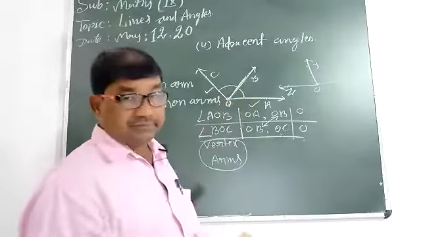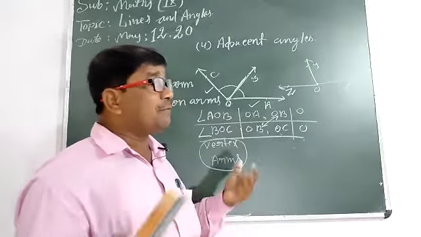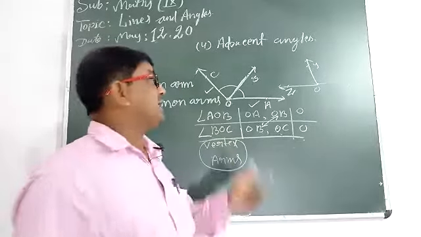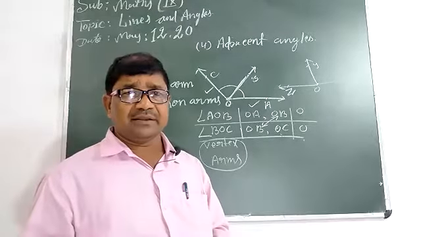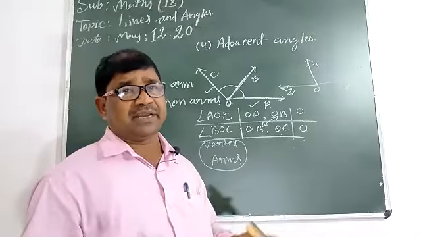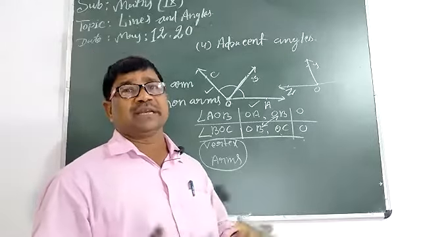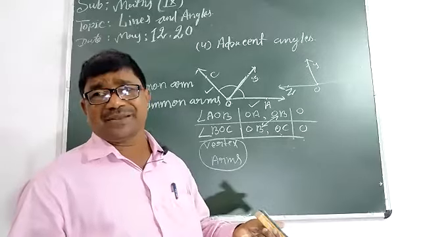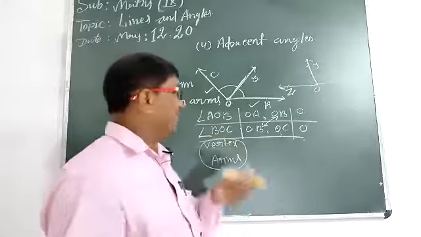One is the common arm, two non-common arms, but they are on either side of the common arm. One is the common vertex. The measurement of these two angles, we don't know. That may be anything: 40 degree, 50 degree, 70 degree, 80 degree, 90 degree, 110 degree or 290 degree or 310 degree or 350 degree, etc. That may be. But that is the real condition in front of you.